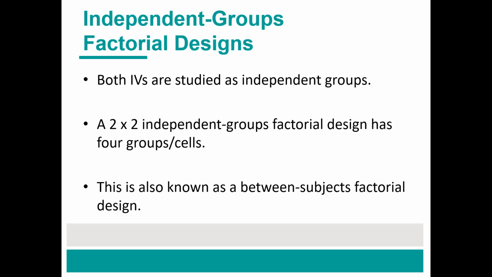Remember that in an independent groups factorial design, also known as between subjects factorial, both independent variables are manipulated between groups. If the design is a 2x2, there are 4 different groups of participants, each undergoing some different variation of the experiment. For example, if you wanted 50 participants in each cell or condition, then you would need 200 total participants, 50 in each of the 4 groups.